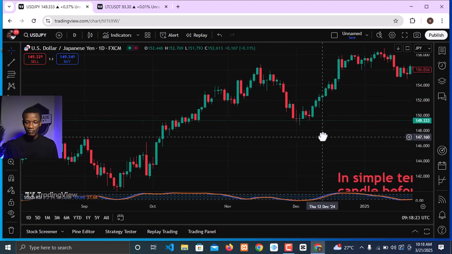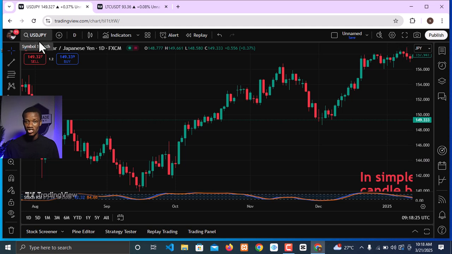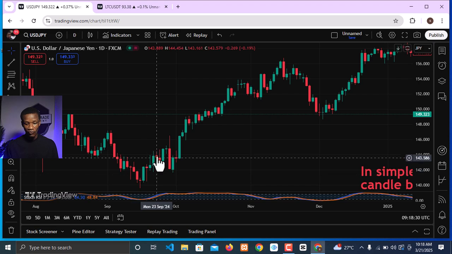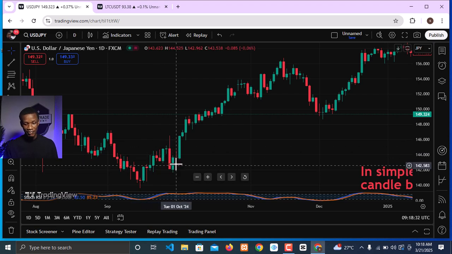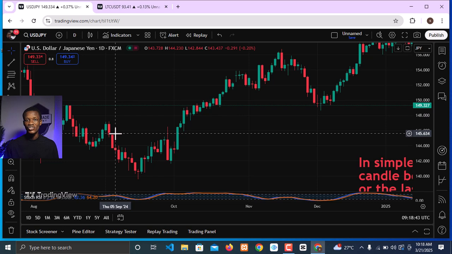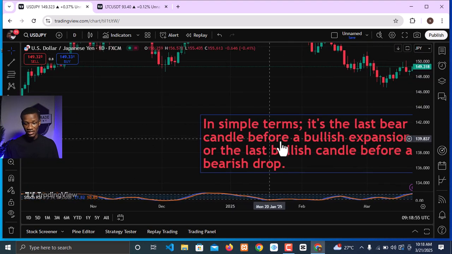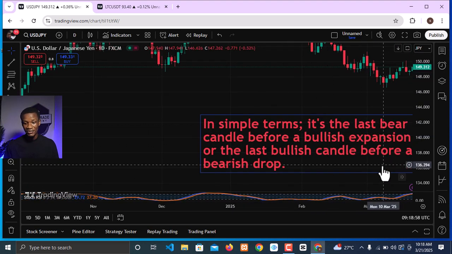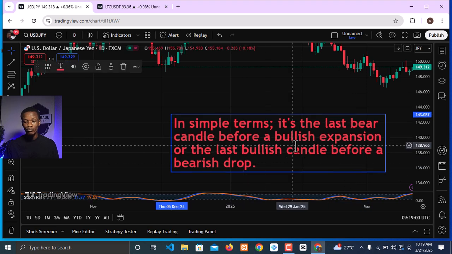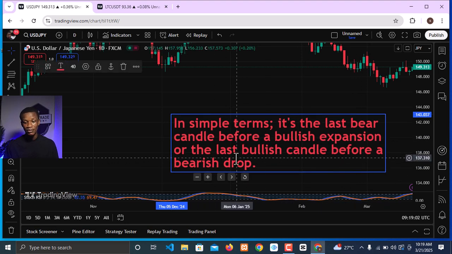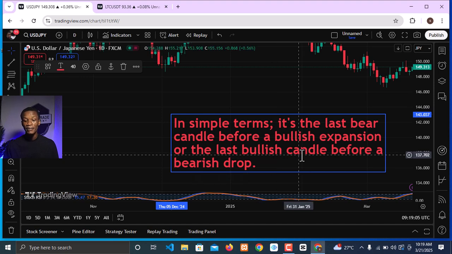If you look at this price action, I am on the USDJPY 1-day chart, and from here the market moved upward and then came back to the downside and began to move again. So the first thing here is to identify order blocks on our price action before we talk about the one you should give more attention to and the one you should give less attention to. Following this definition in simple terms, it is the last bear candle before a bullish expansion, or the last bullish candle before a bearish drop.